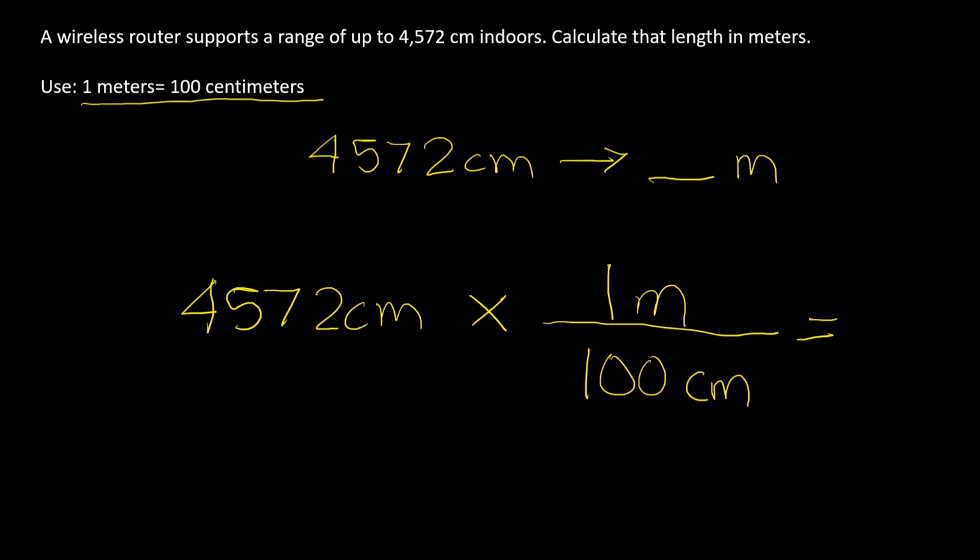So let's cancel first the centimeter and then let's solve. 4,572 times 1 meter is still 4,572 meters divided by 100. We have now, the answer is 45.72 meters. So the answer here is 4,572 centimeters is equal to 45.72 meters. Okay.